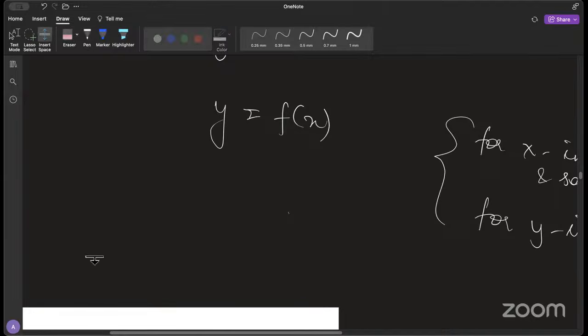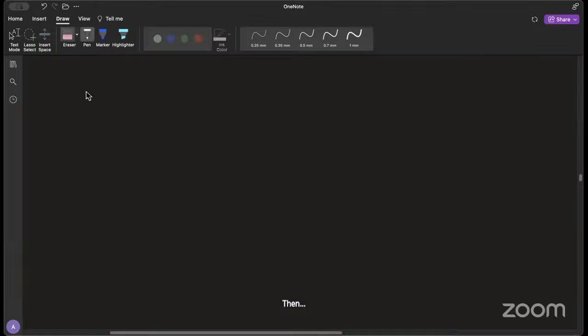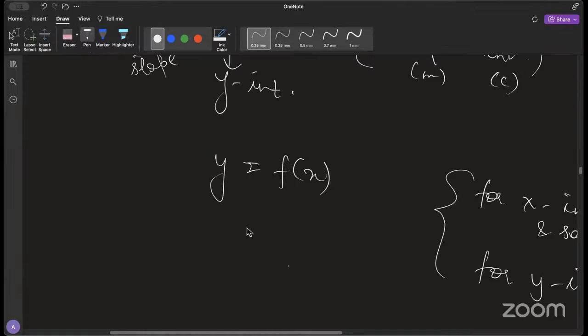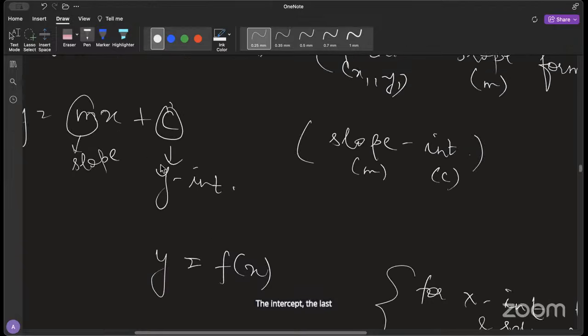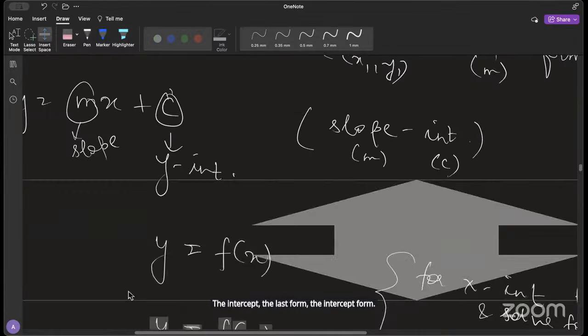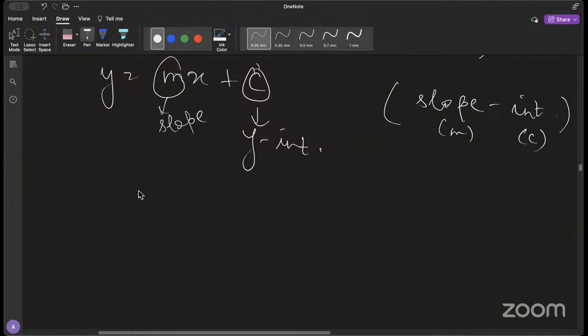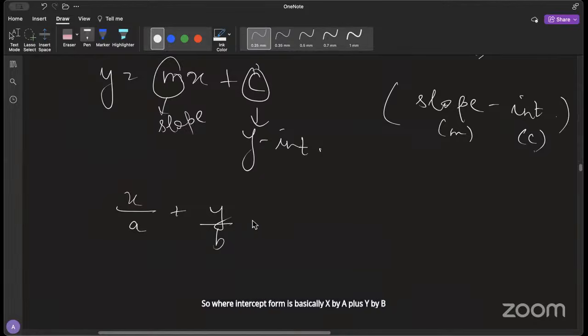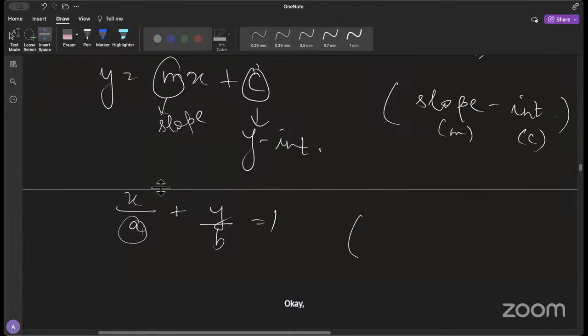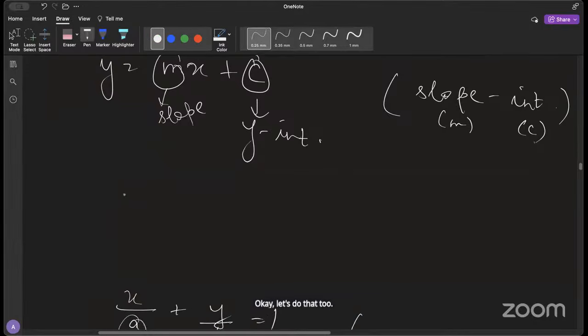Then the last form, the intercept form. So your intercept form is basically x by a plus y by b equals to 1. This is intercept form, where a and b are the intercepts. Yes, there is a 2-point form also. Okay, let's do that too. The 2-point form is this.